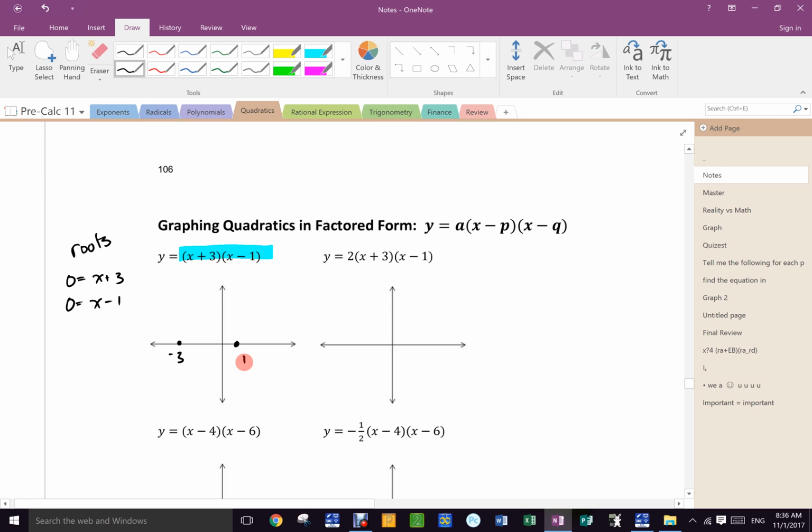Don't write this down. Over 1, up 1, over 1, up 1. I would get that. That's not right. Talk to your neighbor if you need to. Discuss for me where over 1, up 1, over 2, up 4 has to start. Take a moment and talk about it.